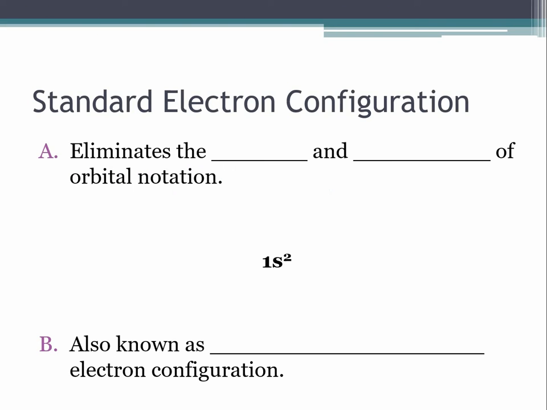All right, our next notation we're going to look at is called standard electron configuration. And it conveys all the same information. It talks about each subshell and it tells you how many electrons are there, but it eliminates the lines and the arrows. You don't have to draw each individual electron. You're still going to talk about each individual subshell, but you're going to group all of the electrons within that subshell together, and you're going to get something that looks like this.